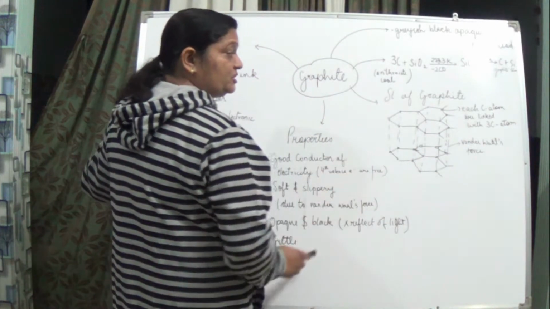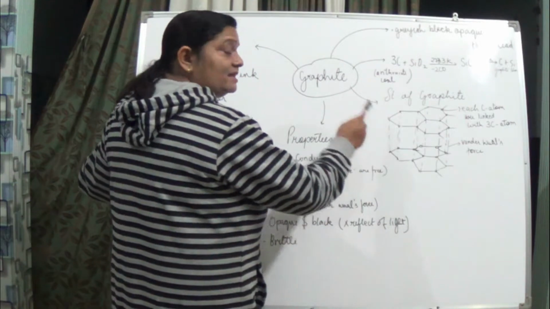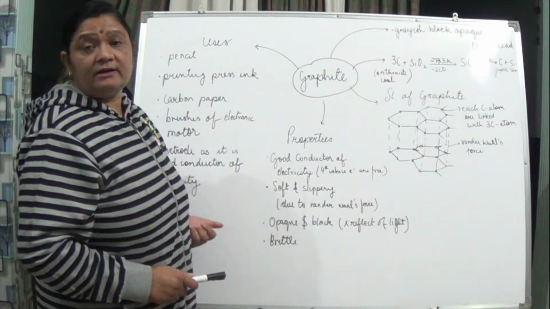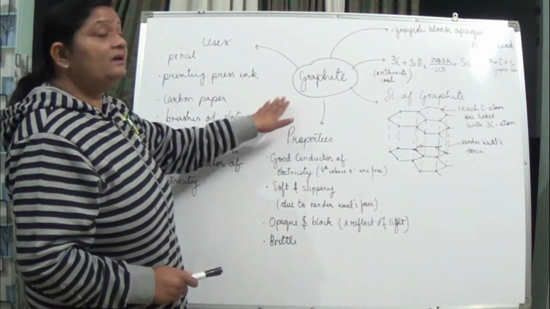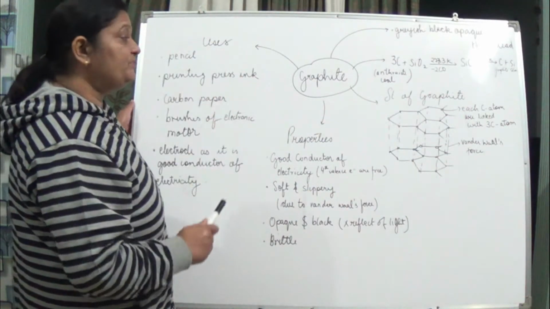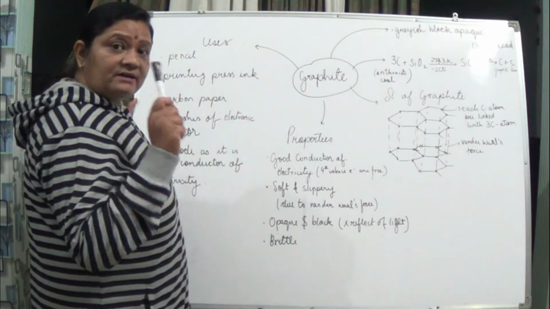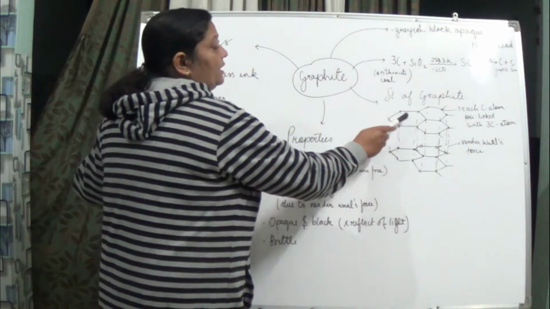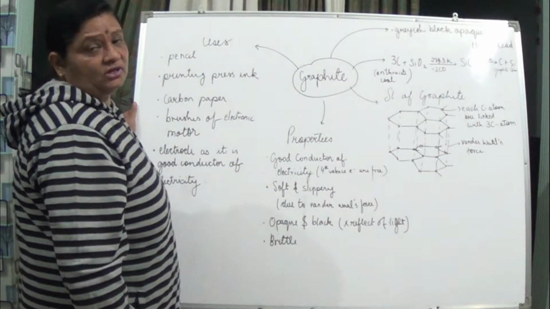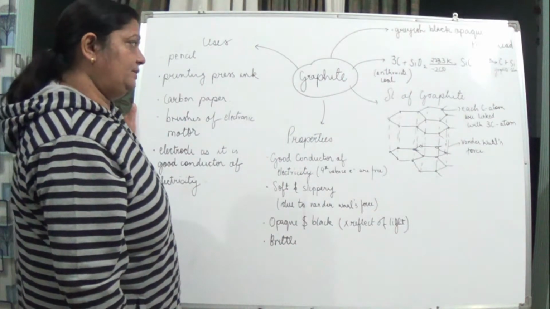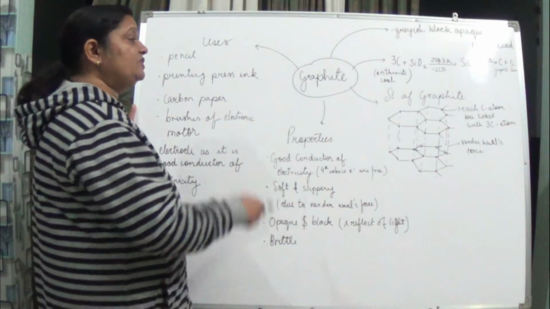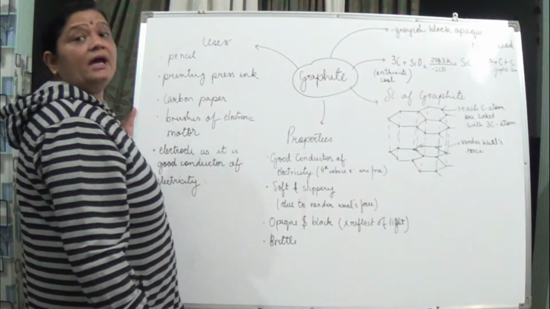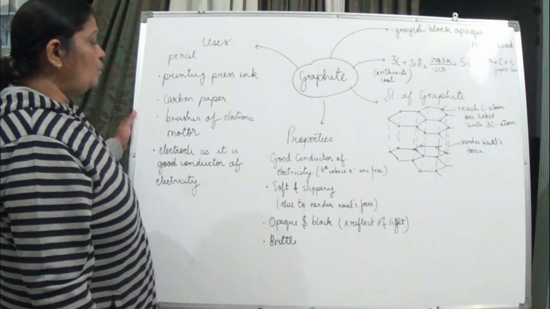These are weak forces. So graphite does not have a compact structure like diamond, which has a 3-dimensional structure. Here, as one of the carbon's electrons is free, it gives a 2-dimensional structure to graphite. Because of this structure and the presence of van der Waals forces, it has some properties. So what are those properties?